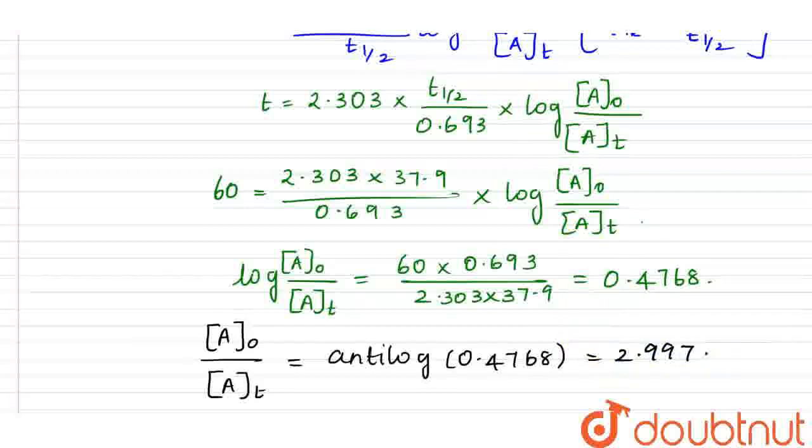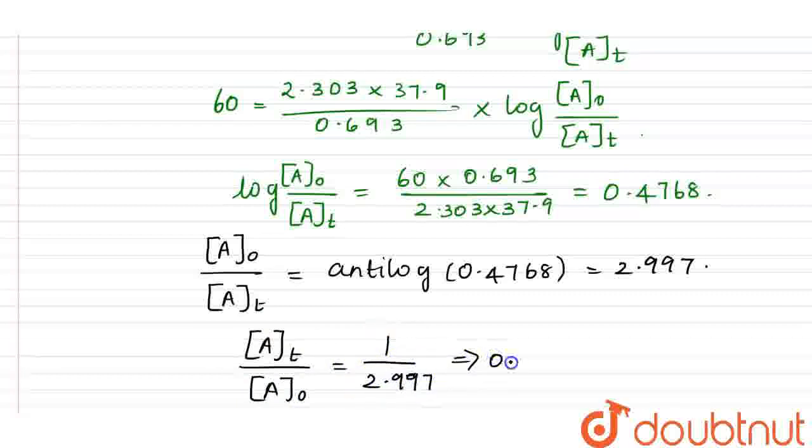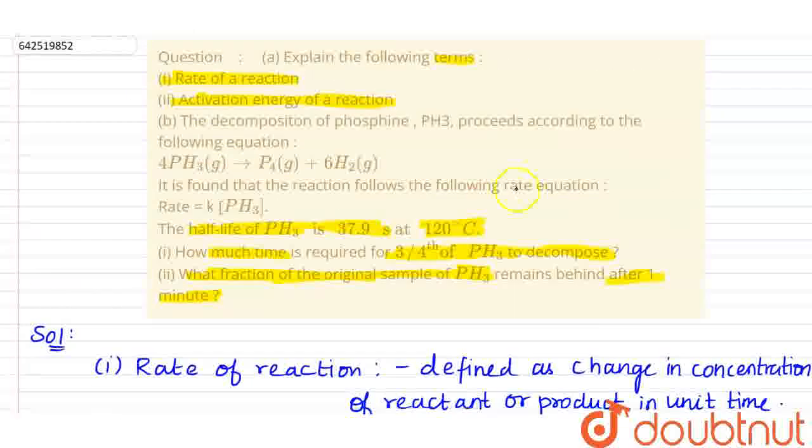2.997. So we have to find the sample fraction. For that, we invert it, with the initial below, that will be equal to 1 divided by 2.997, which is 0.337. When it is multiplied by 100, we will get 33.7% of phosphine remaining after the time of 1 minute. So this is the answer.